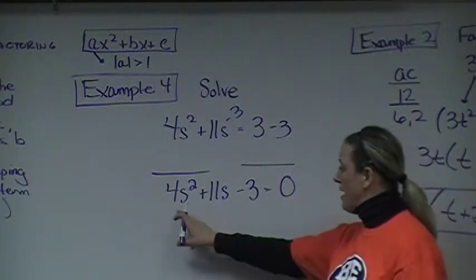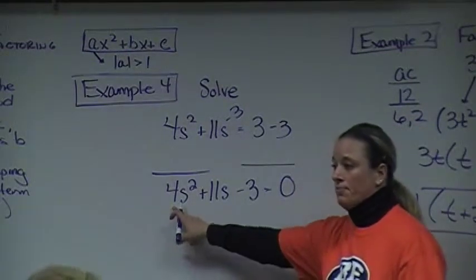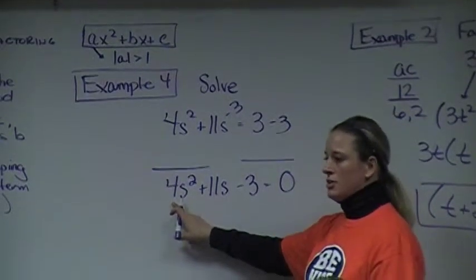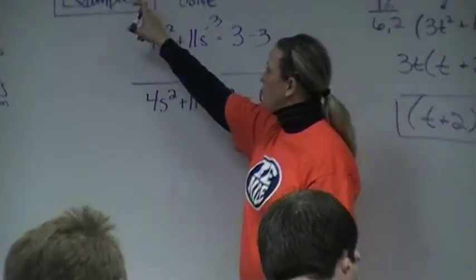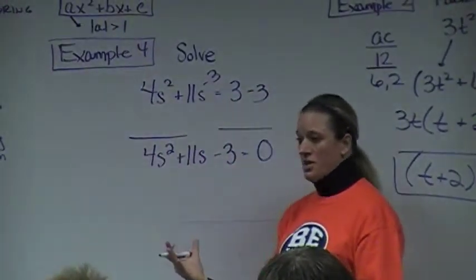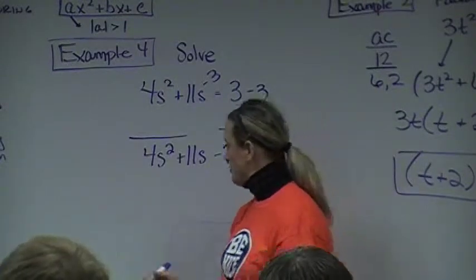Okay, but what do you notice that a is? The absolute value of a is greater than what number? Is it greater than 1? So therefore, what method do we need to use? The AC method, correct.